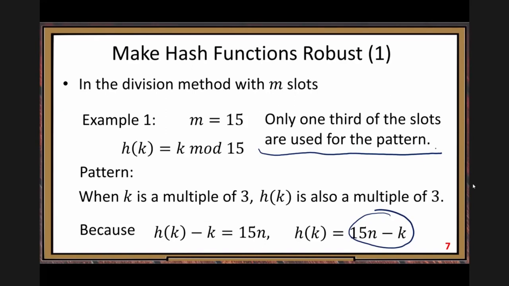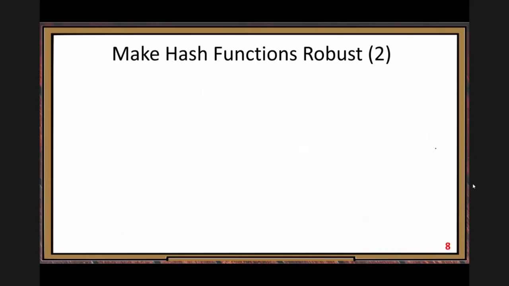Close to at least 80-something, 90-something percent. We want to use that high percentage, not just 1/3. Waste too much. So this method is bad. For a multiple-of-3 pattern, that is very bad. We need to make hash functions robust.